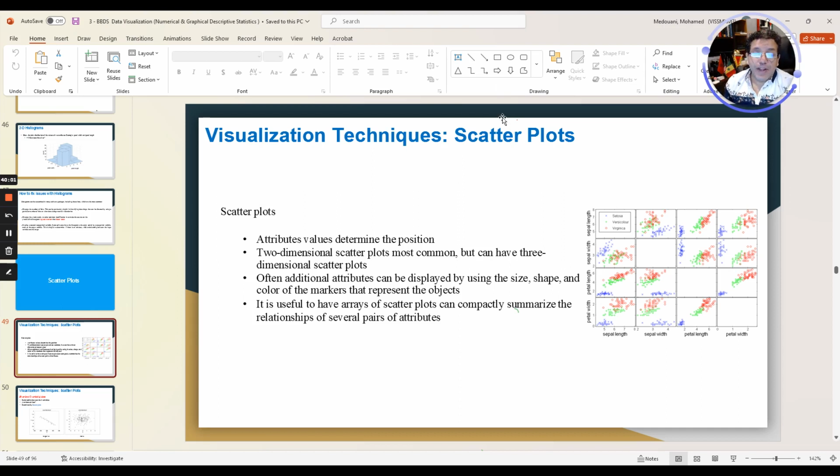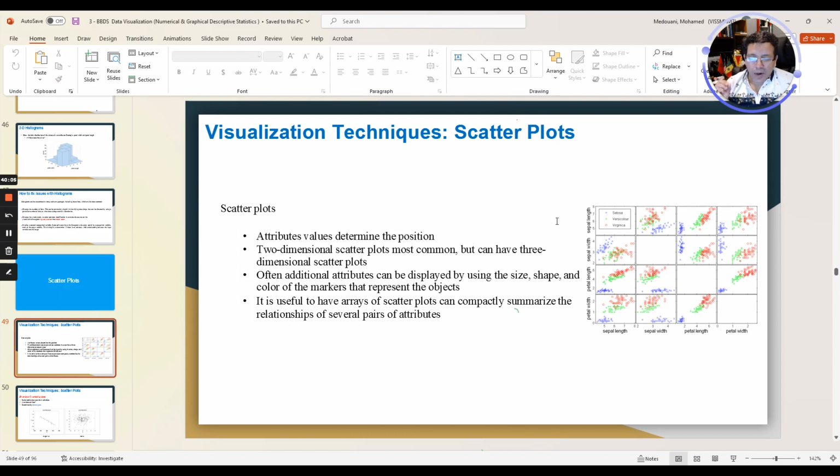This could be done through scatter plot. Scatter plot helps you understand whether there is any relationship between the variables of the data. Number one. Number two, what is the direction of that relationship, if any.